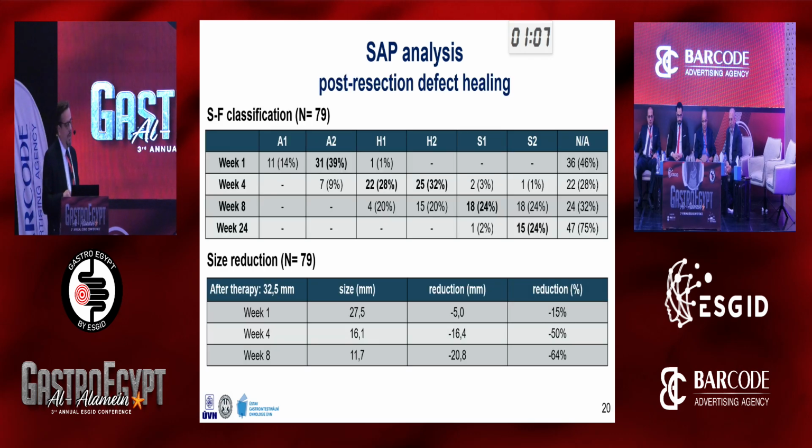When you look at the healing, you can see that after 1 week, the majority of the lesions were in the active stage. After 4 weeks, the majority of the lesions were in the healing stage, half and half, H1 and H2. And the same in week 8, when there was already a scar. Half of the scars were S1, which is the red scar, and half S2, which is the white scar. And you can see that there was quite a big reduction of the diameter.